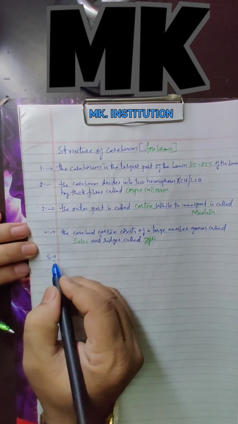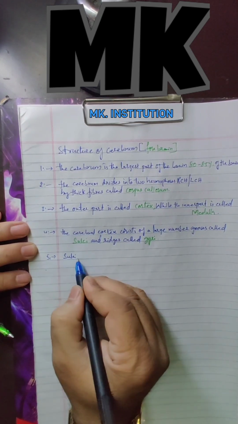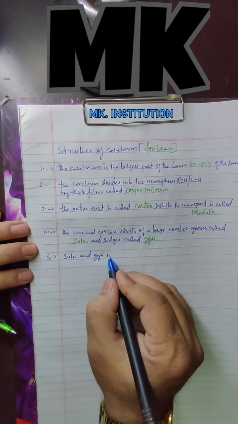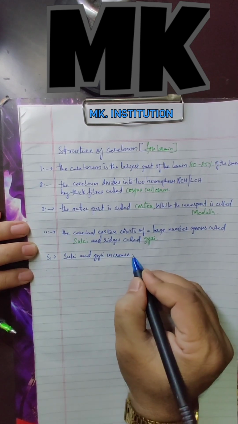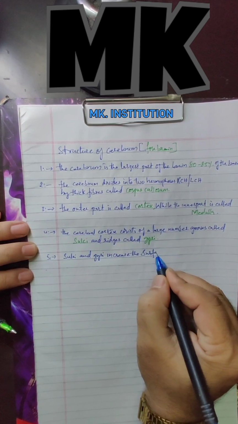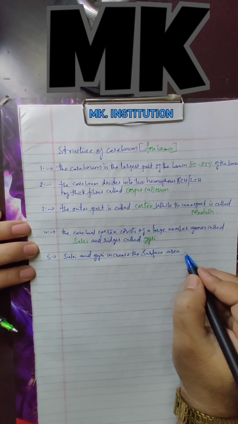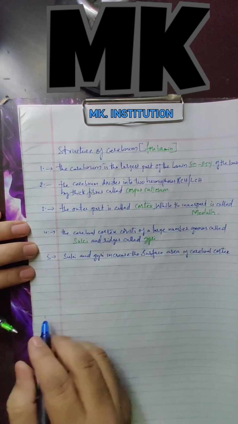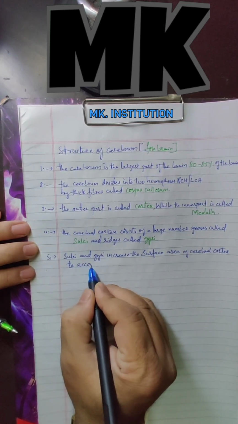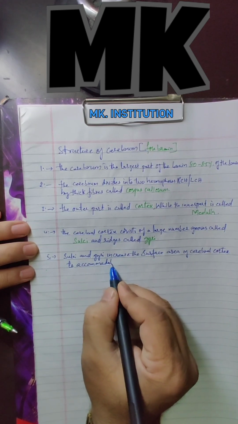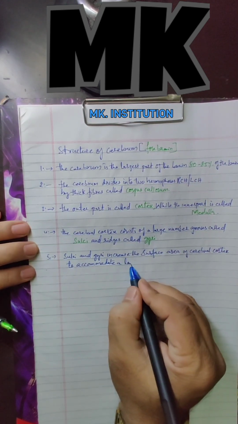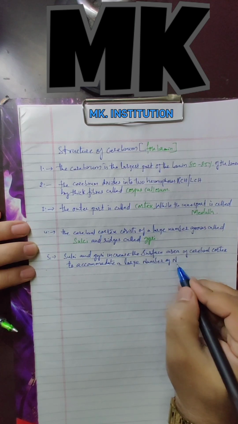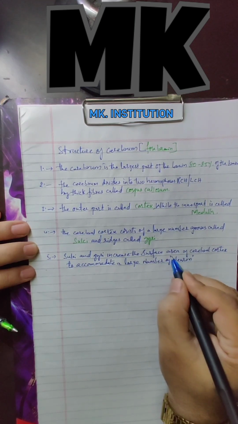Then fifth point, sulci and gyri increase the surface area of cerebral cortex to accommodate a large number of neurons, clear.